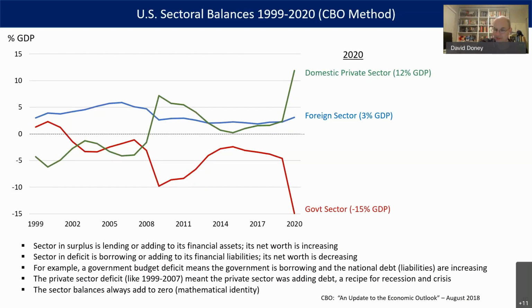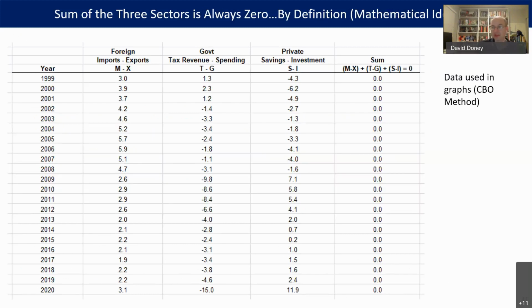All right, let me keep going. In case you don't believe me, you think I'm lying about the numbers always balancing, these are the numbers. They always add to zero. You can see the equation there. Foreign is imports minus exports. Government is revenue minus spending. Private is savings minus investment. If those numbers are positive, that's a surplus, and if they're negative, it's a deficit.